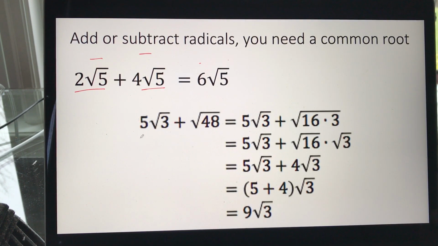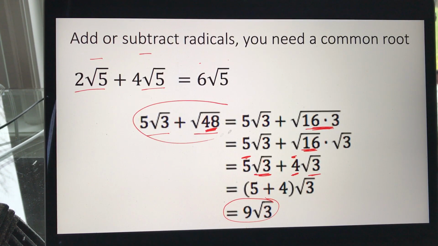In this case here, suppose I had 5 root 3 plus root 48. Okay, these are not like radicals. So what I would do is I'd look over at the 48 and I'd say, well, can I rewrite 48? Well, 48 is 16 times 3. Do I know the square root of 16? Yes, I do. It's 4. There's my root 3. Now this question is obviously rigged. So you have a root 3 and a root 3. So now 5 root 3 plus 4 root 3 is 9 root 3. And that's the simplified version of this.